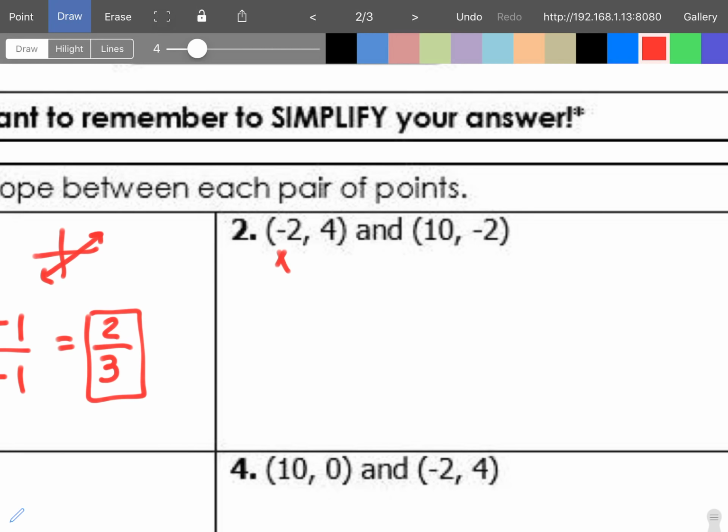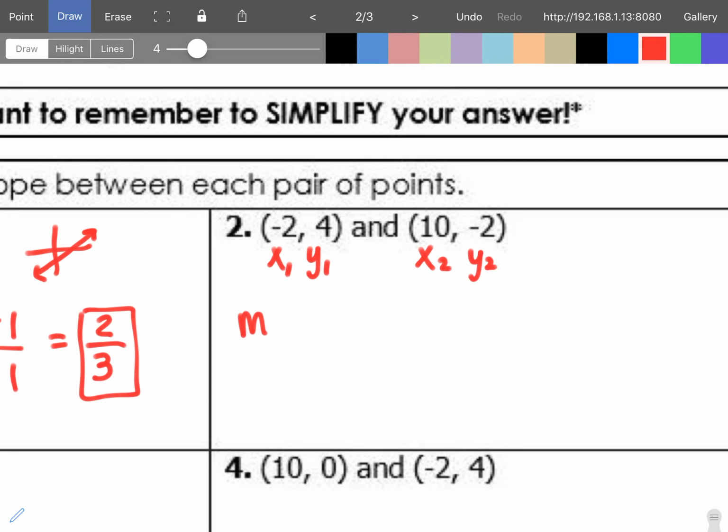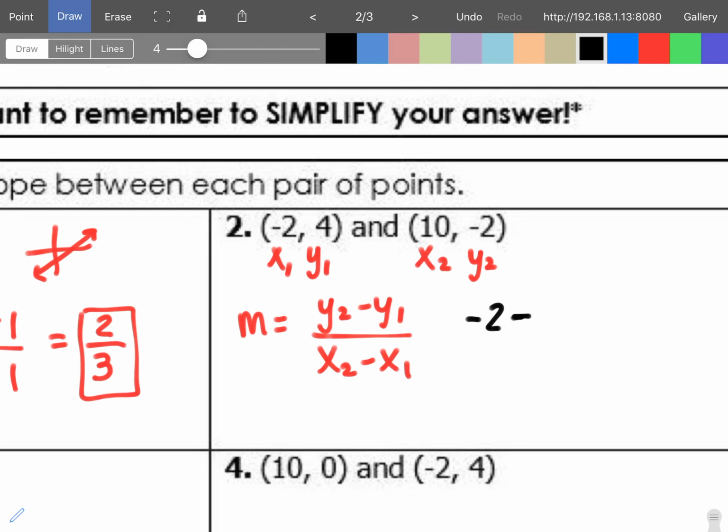Negative 2, 4. So I'm going to label again. This is my first x, this is my first y, this is my second x, and this is my second y. Then I'm just going to plug it into the formula. Okay. So what's my y2? My y2 is negative 2. So I have negative 2 minus, what's my y1? 4. So minus 4 over x2, which is 10, minus is part of the formula.